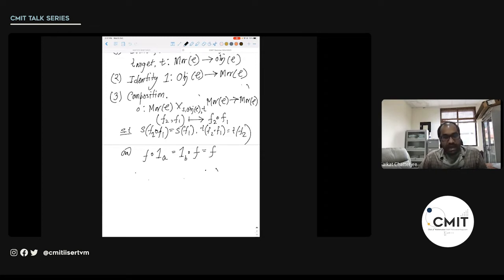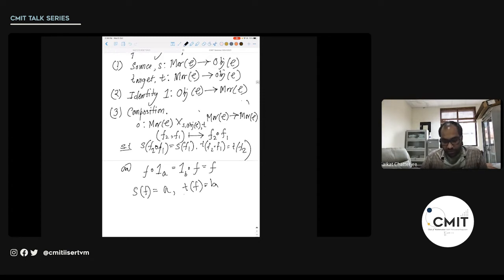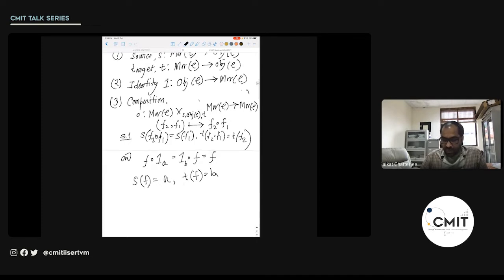And along with this, the identity map. So here F is from A to B. Okay, let us not write that. So here the source of F is A and the target of F is B. If this is the case, then if you compose this identity morphism 1A with F from the right, you will get the same F. Also from the left hand side, if you compose with 1B, that will give you the same F.